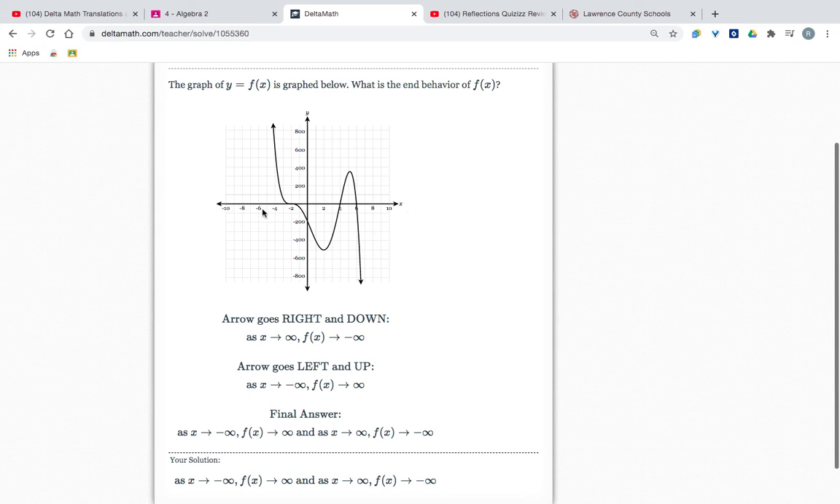It's just plugging that in for left and right. Instead of saying left, you say x approaches negative infinity. Instead of saying right, you say x approaches positive infinity. Instead of saying up, you say y approaches positive infinity, or f of x approaches positive infinity. And if it's going down, y approaches negative infinity, or f of x approaches negative infinity. After that, it's just putting them all together.